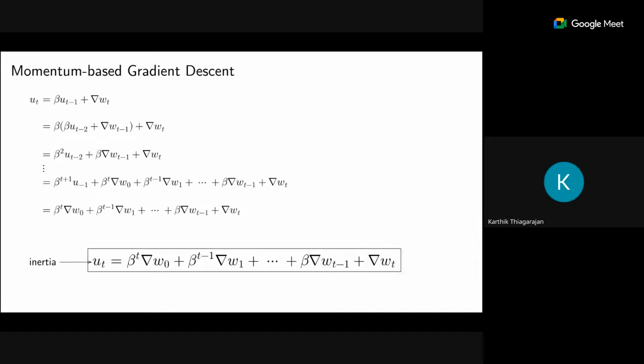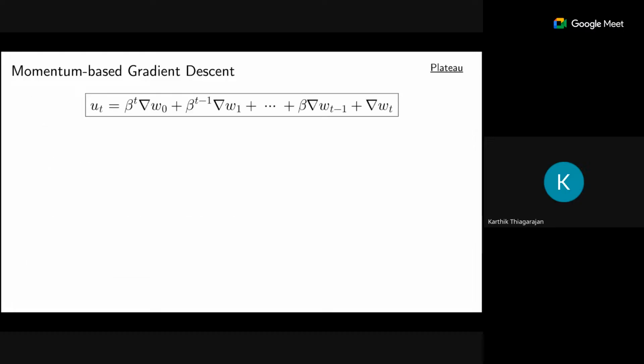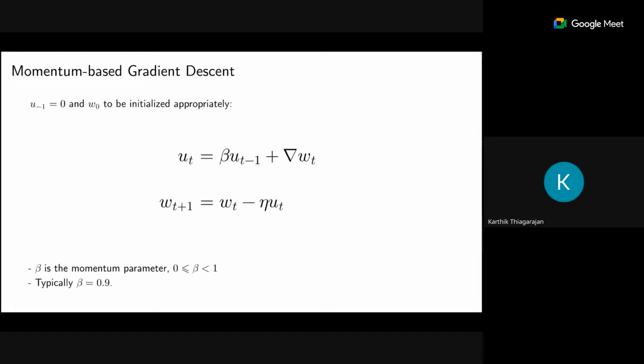All right, so if you go back to this part, if beta is 0, you will see that this degenerates to gradient descent. This is just moving in the negative direction of the gradient if beta is 0. Okay, so you have to take note of that also.